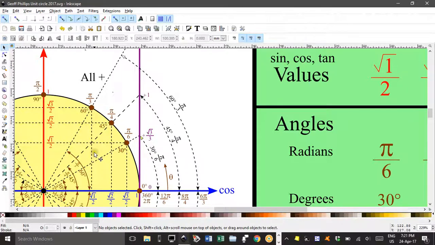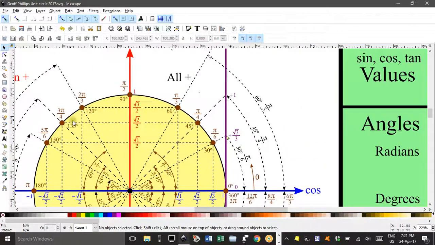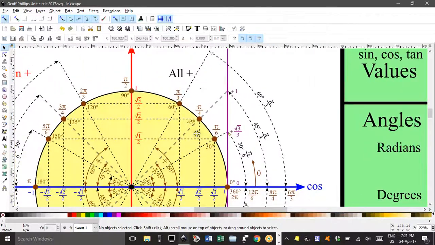You can ask the students what angle has a sine of root 2 on 2, well, we just go to root 2 on 2 on the sine axis, and one possible angle is pi on 4, another is 3 pi on 4. So you can use this how you like.